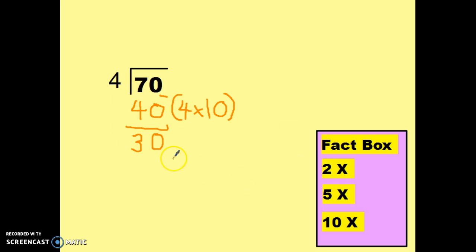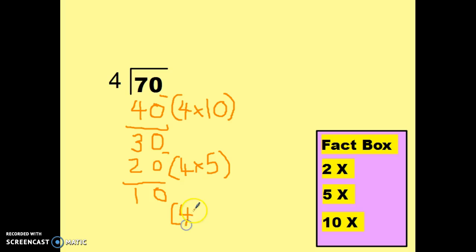Yes, I know from my times table knowledge that 4 times 5 equals 20. 0 take away 0 is 0. 3 take away 2 is 1. Can 4 fit into 10? Yes, it can. This time I'm going to use a 2 times table.